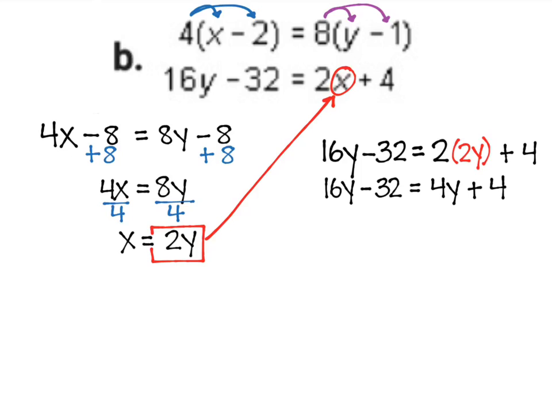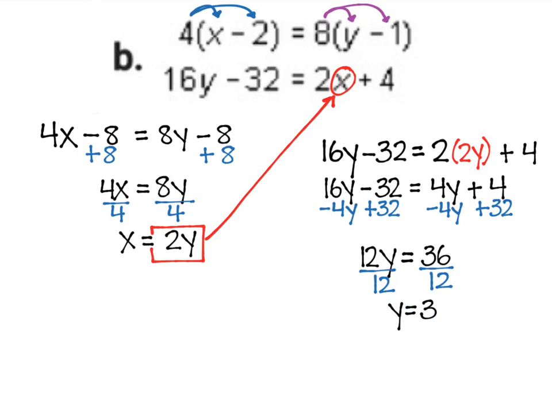And now I'm going to get all my y's on one side, on the left side, and I'm going to put all my numbers on the other side. So I need to subtract the 4y, and I need to add the 32 to both sides of the equation. When I do that, I end up with 12y equals 36. Dividing by 12, we get y equals 3.